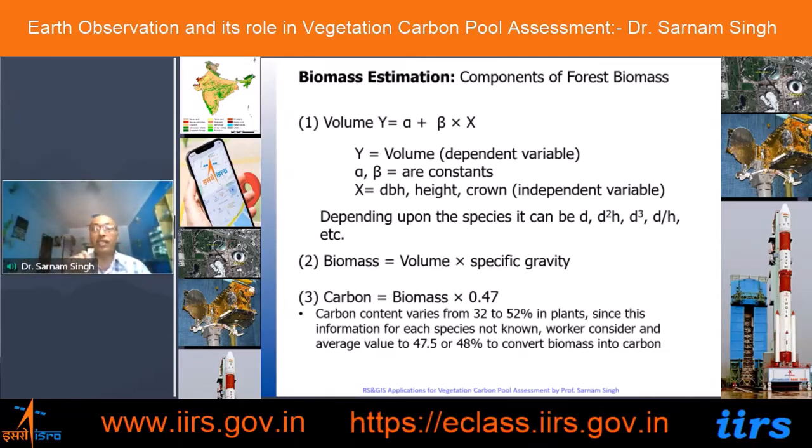So now let us say I have the volume multiplied by the specific gravity, I can find out the biomass. And if I know the biomass, I can multiply by just 0.47. That's the percent of the carbon which is present in wood. This is a generalized number. This is an average number, please. I told you it varies from 30 to 52%.